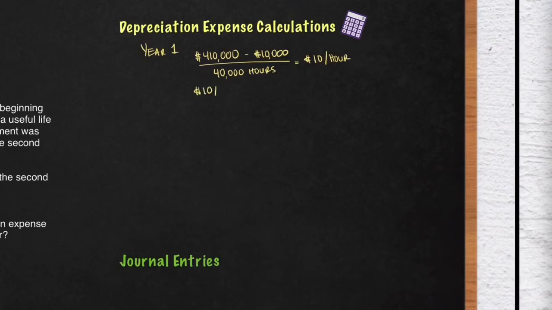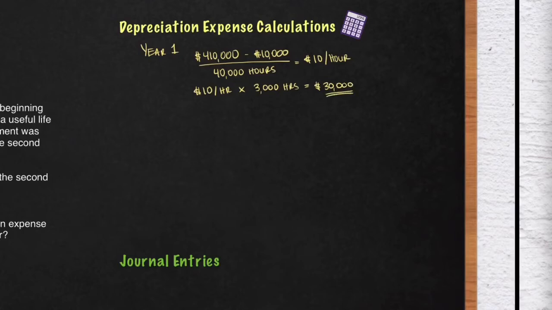To get the depreciation expense, you just have to multiply the rate. This is step 2, by the way, times your actual hours. And in year 1, we had 3,000 hours. That will give us $30,000 of depreciation for the first year.